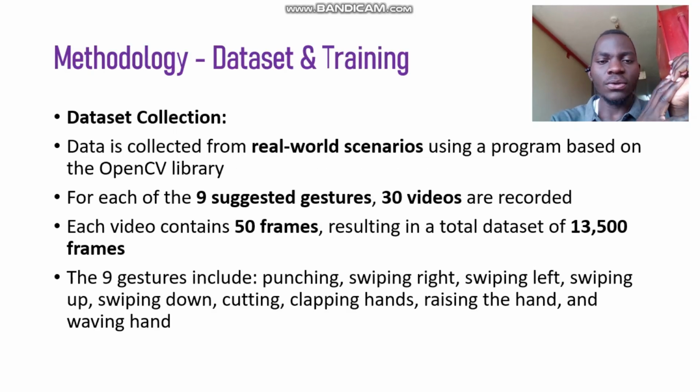For the dataset they used for training, they used the OpenCV library, and they were collecting videos, like 30 videos of 9 gestures, and then trained their model. So we are focusing on gestures like punching and swiping, basically those gestures that are used in games to play games.